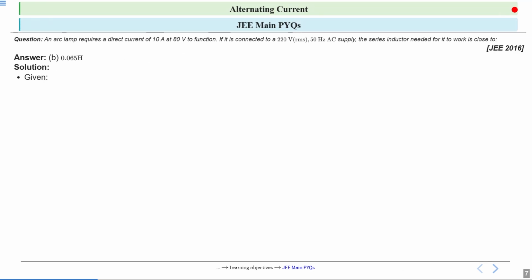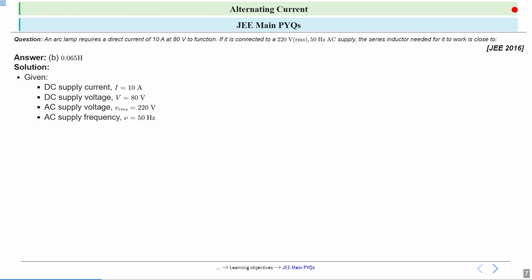So what is given in the question? First we have to list it. DC supply current I equals 10 ampere, DC supply voltage 80 volt. Now we have connected this arc lamp to an AC supply, so the AC supply voltage V RMS is 220 volt, and the AC supply frequency nu is equal to 50 hertz.